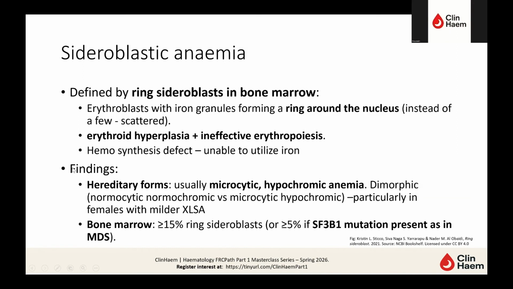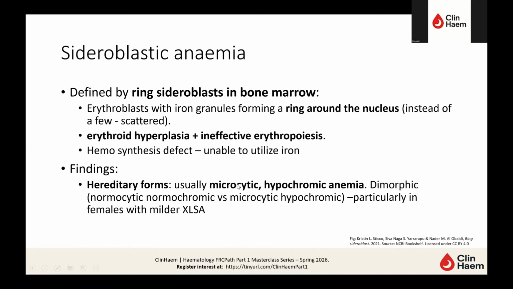Findings are, in the hereditary forms, you will see microcytic hypochromic anemia because there is an iron problem. So iron is not being incorporated, there's less hemoglobin. That's why hypochromia and microcytosis. But sometimes you see dimorphic films. So if the defect is mild, some cells can incorporate iron, so they will be normocytic, normochromic. Others might not be able to incorporate, so they will be hypochromic, microcytic.